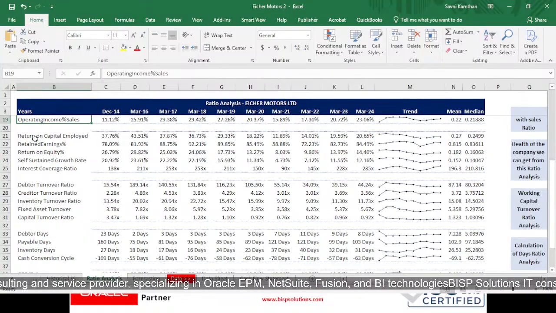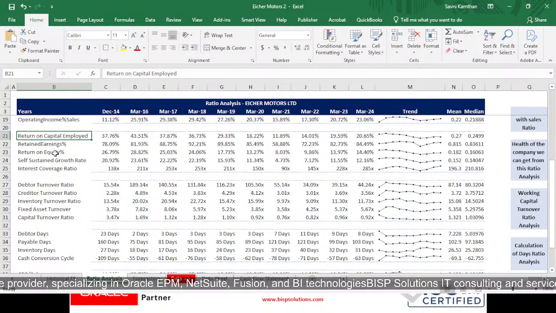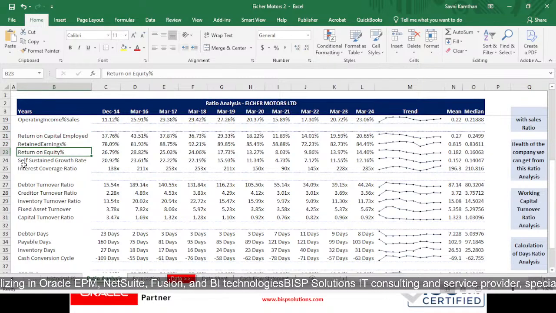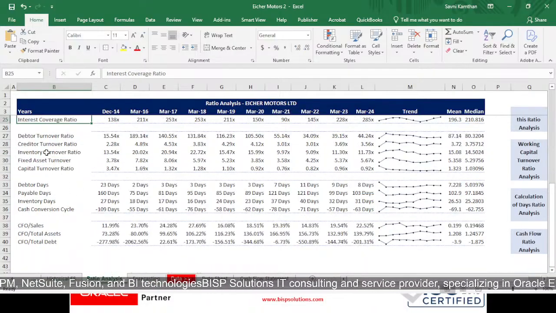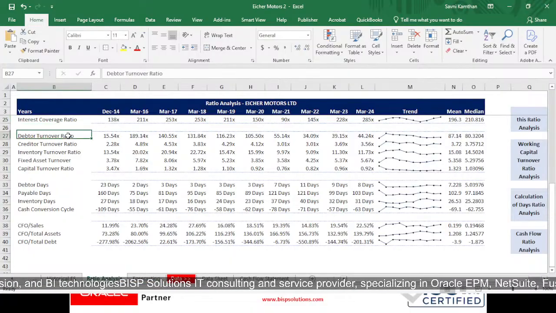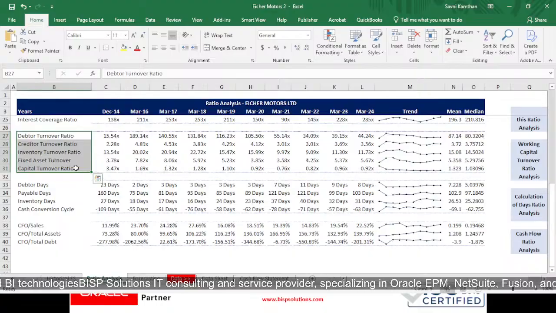Then we want to calculate the health of the company, so we have calculated our return on capital employed, retained earnings percentage, return on equity percentage, self-sustained growth rate, interest coverage ratio. Then for understanding working capital turnover ratio analysis, for that we have taken our debtor turnover ratio, creditor turnover ratio, inventory turnover ratios, fixed assets turnover and capital turnover ratio.